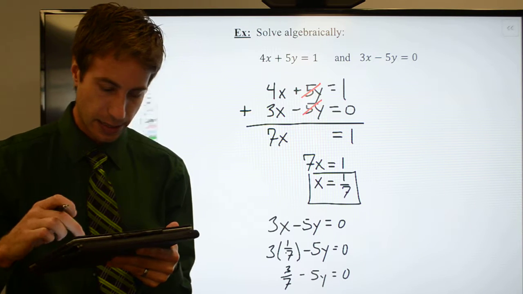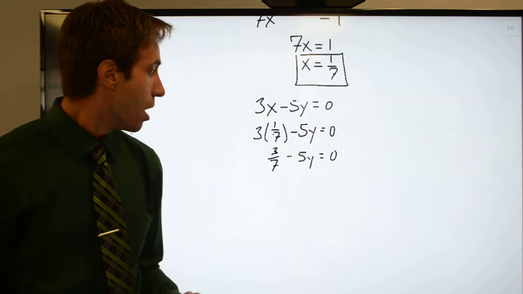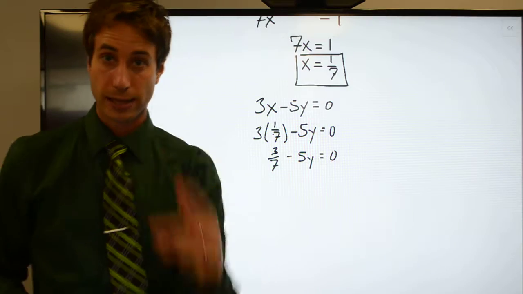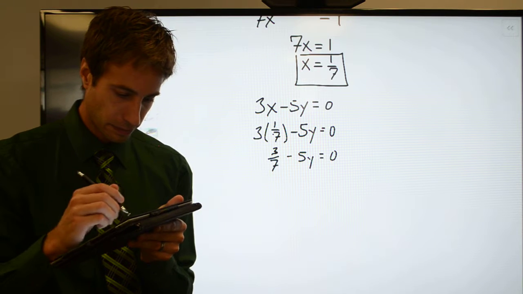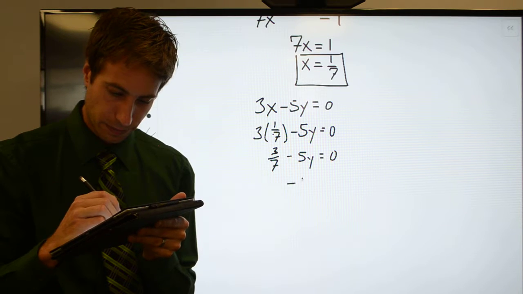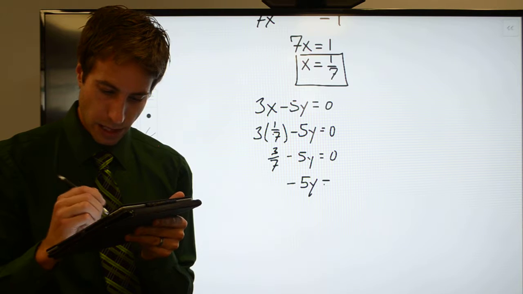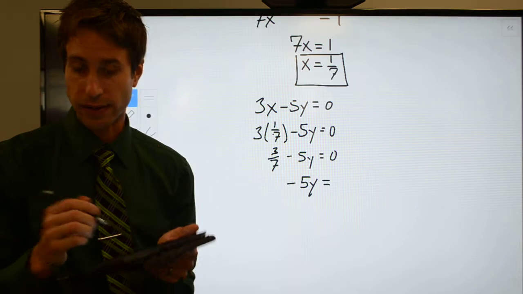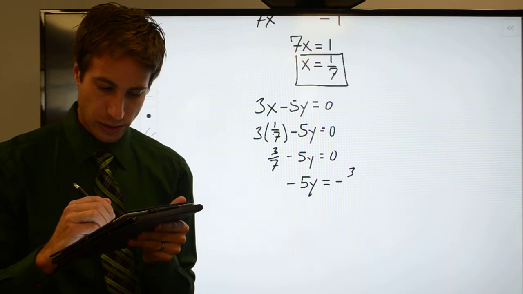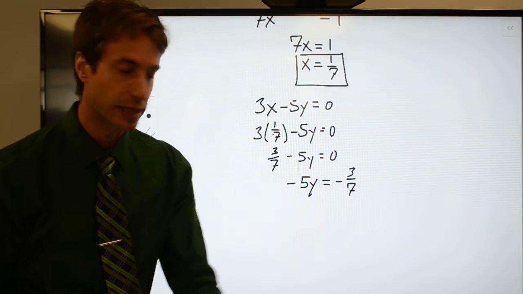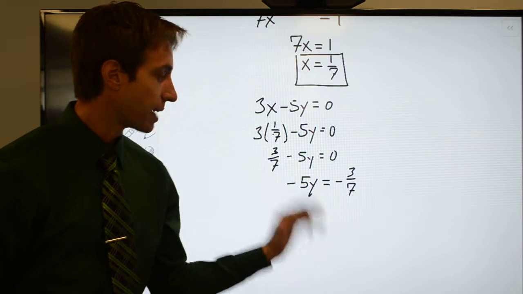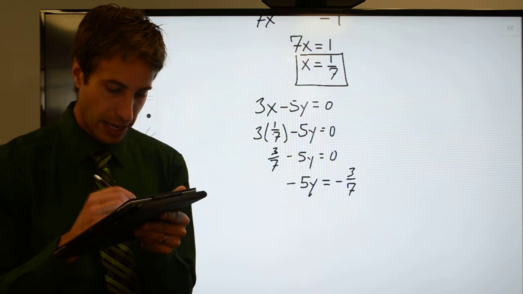Let me slide this up so I have some space to work here. I will need to subtract the 3/7 to the other side. 0 minus 3/7 is going to be a negative 3/7, which is why I picked 0. Makes the math a little bit easier to do, at least in this case it does. To get the y by itself, I have to divide both sides by a negative 5.